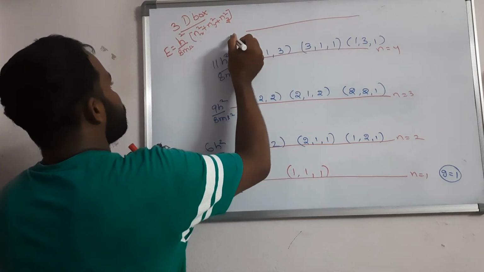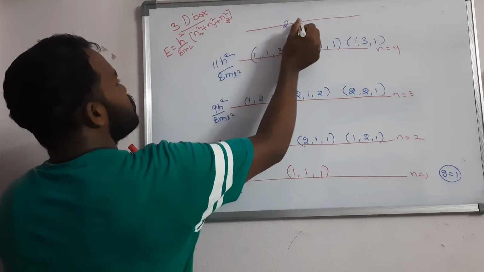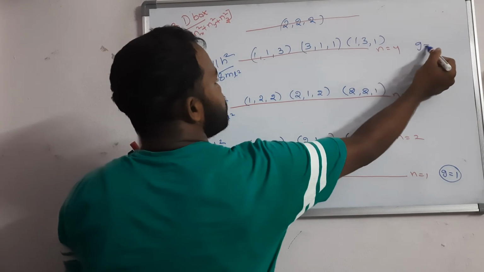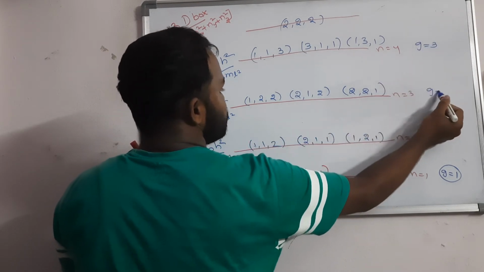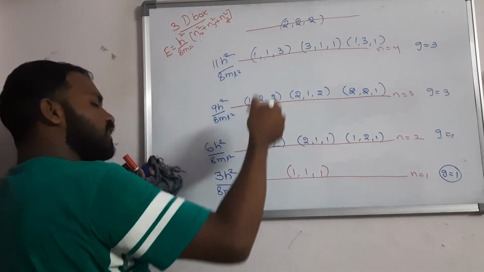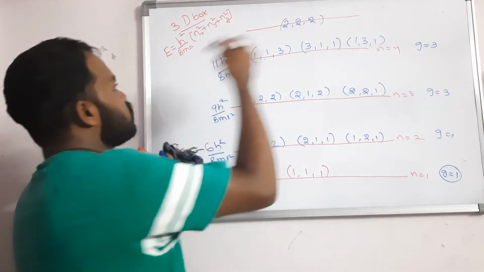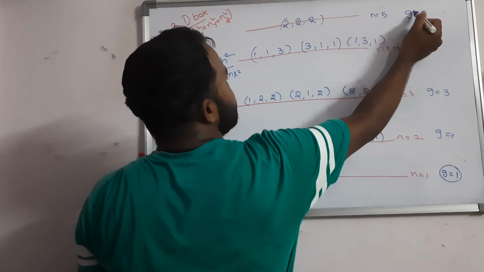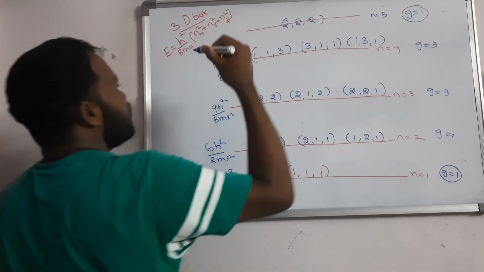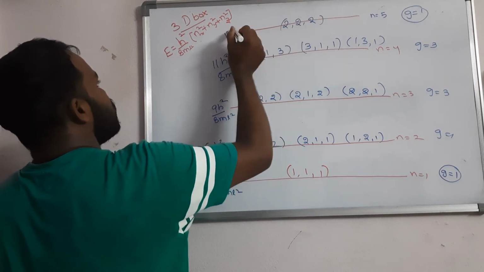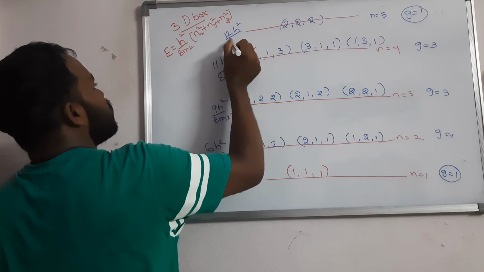Next possibility I am going to take 2 2 2. So here also same 3 possibilities. Degeneracy is 3. If I take 2 2 2, x, y, z all are 2, so you will get only one possibility, that is here n is equal to 5 means degeneracy is only 1, that is non-degenerate. Here you will get 2 square plus 2 square plus 2 square, 12h square by 8ml square you will get.